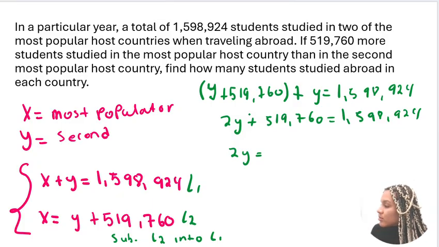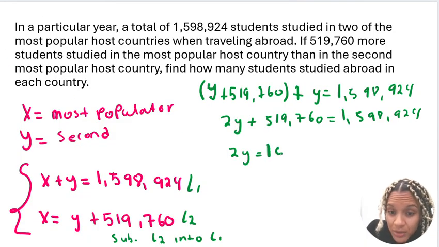Oh, did I do this? No, I didn't do that. So what is that? Let's do that. So I have 1,598,924 minus 519,760. Hopefully this is correct. I don't have you guys to help me.